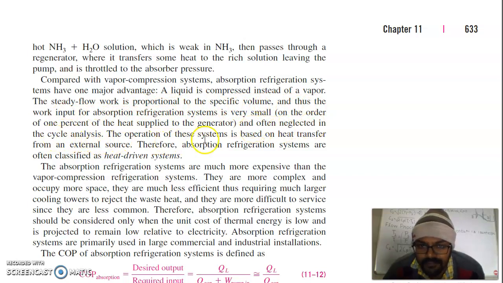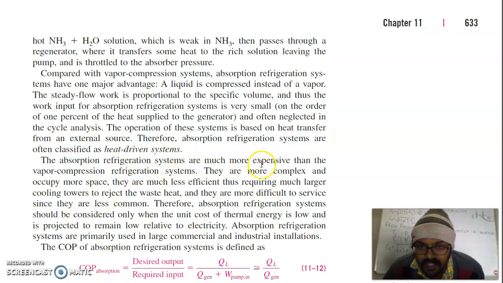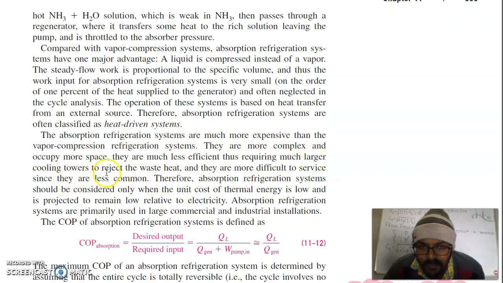The operation of these systems is based on heat transfer from an external source. Therefore, absorption refrigeration systems are often classified as heat driven systems. They are much more expensive than vapor compression refrigeration systems. They are more complex and occupy more space, and they are much less efficient, requiring much larger cooling towers to reject the waste heat, and they are more difficult to service since they are less common. Therefore, the absorption refrigeration system should be considered only when the unit cost of thermal energy is low.